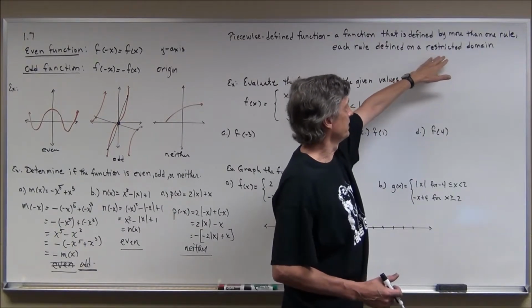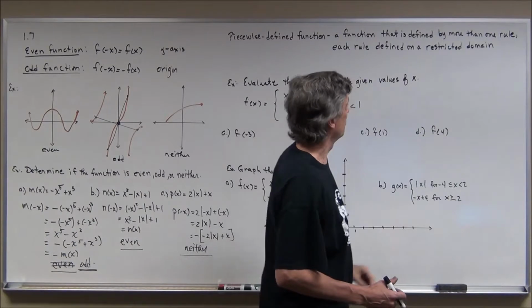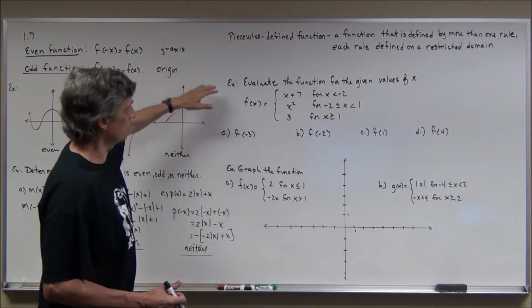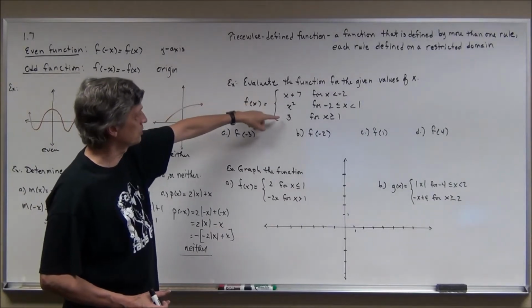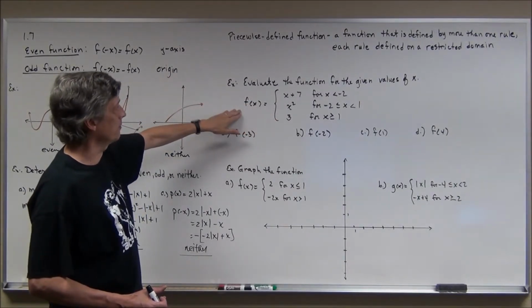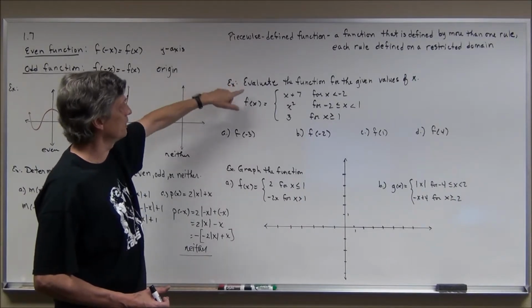So like my really terrible example of coming in before 11 or after 11, that would have to do with the restricted domain. But here's one that's a little bit more mathematical. We have a function that has three rules, and you can see how it's set up. Now again, in the old days we used to call these multi-ruled functions. Now they call them piecewise defined.